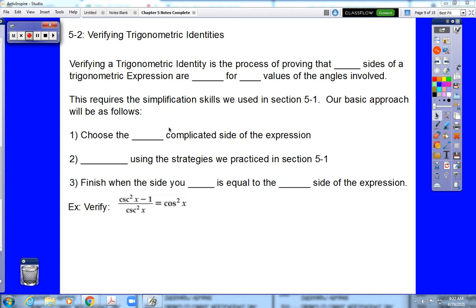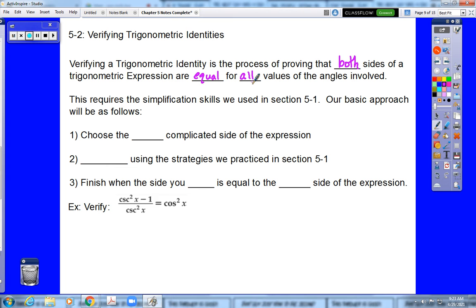So, when we are verifying a trigonometric identity, what we are doing is proving that both sides of a trigonometric expression or equation are equal for all values of the angles involved, which means we're basically going to have an equation, and our job is to prove that that equation is true. Now that's going to require the skills that we developed in the last section, 5.1.